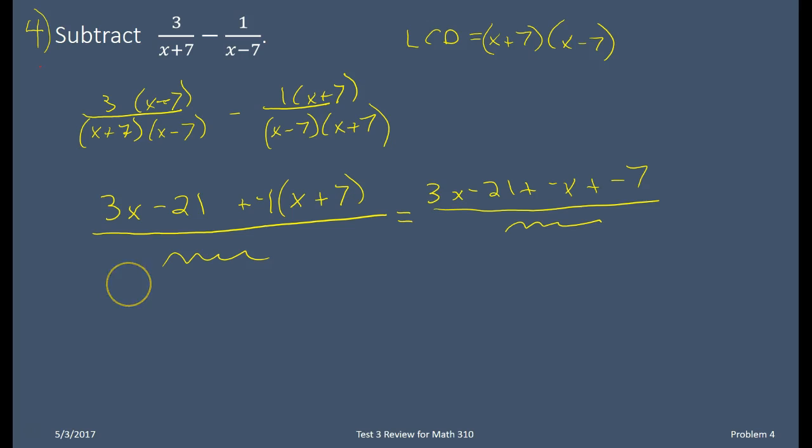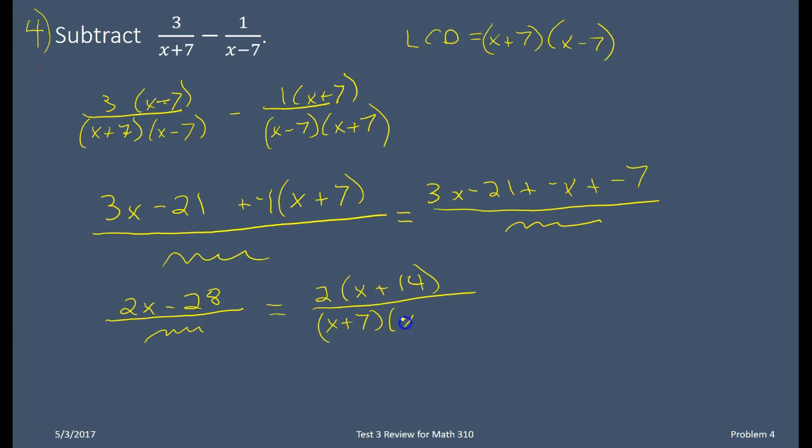And so combining like terms, 3x minus x equals 2x. And then minus 21 minus 7 gives us minus 28 over our least common denominator. But let's go ahead and pull out the common factor, which is 2, and that leaves us with x minus 14 in the numerator over x plus 7 times x minus 7.